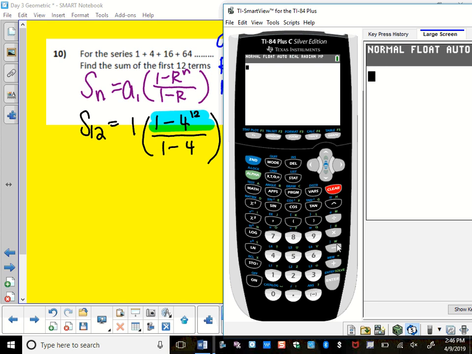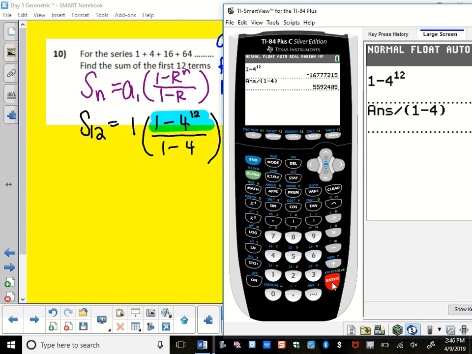Alright, what is the top of my fraction? 1 minus 4 to the power of 12. Hit enter. Then we're going to divide, so I hit the division button, by parentheses 1 minus 4. Hit enter. I multiply by what's on the outside, so just multiply by 1, and we should get this number: 5,592,405. Did you guys get that number?